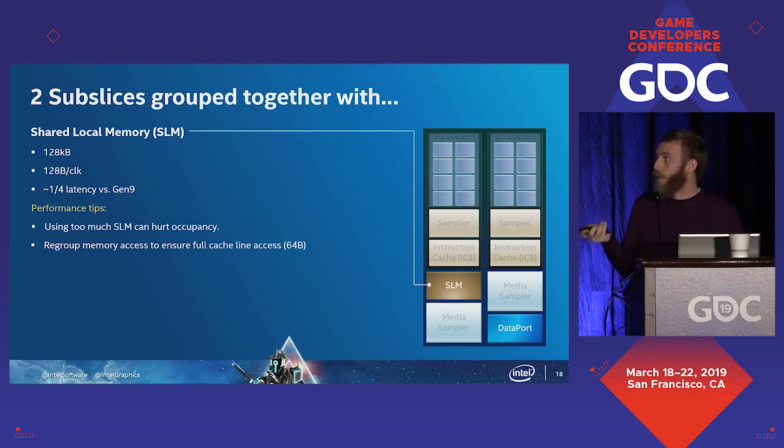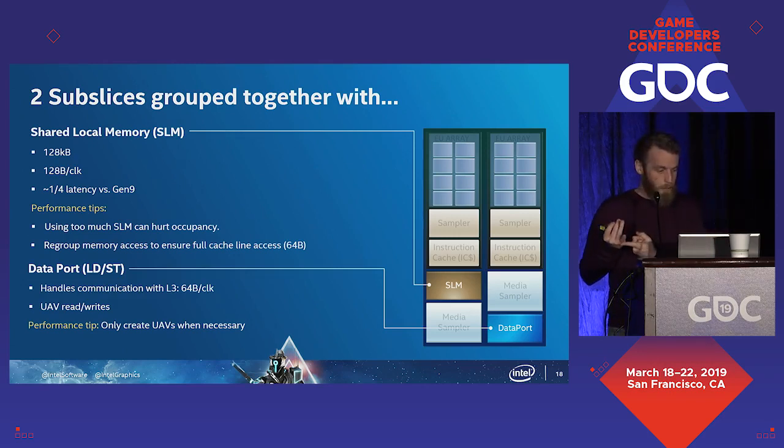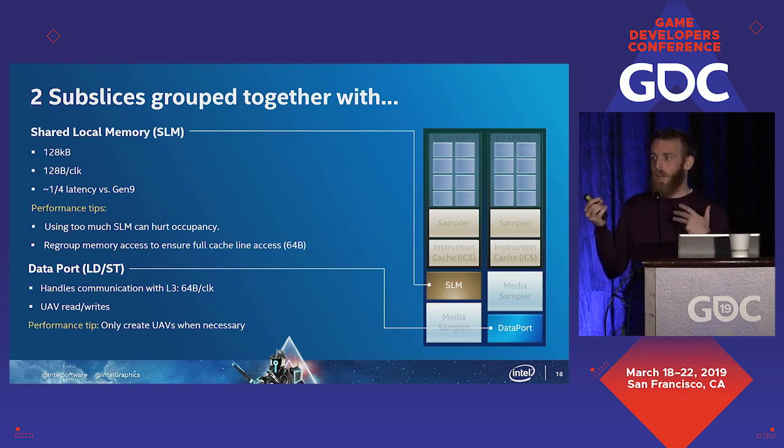The other thing that we've been regrouping together with the shared local memory is the data port. The data port is in charge of every communication with the external part of the subslice of the GPU. So basically, it handles the communication with the L3 at 64 kilobytes per clock. And it does stuff like constant buffer reads. It just forwards the request from the sampler. And it does UAV read-writes.